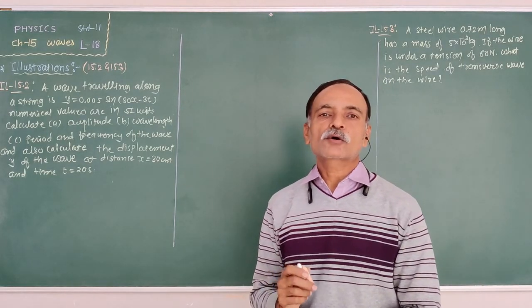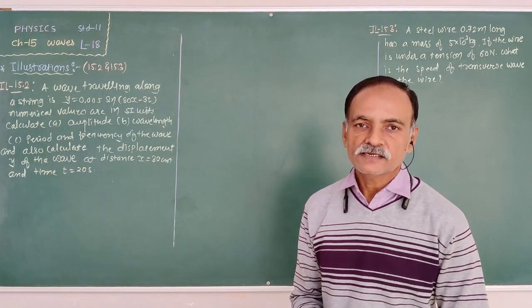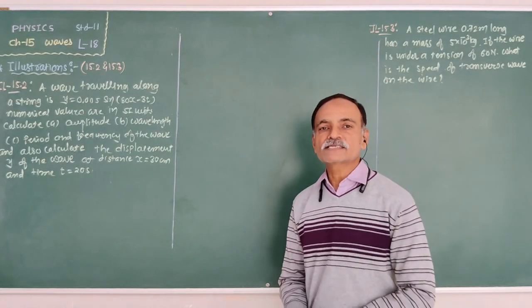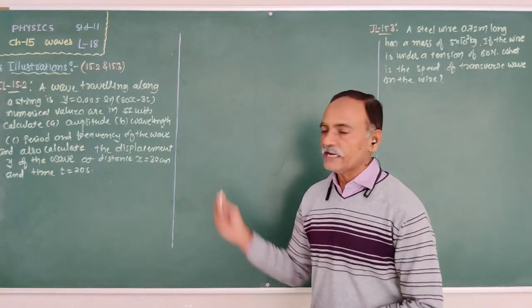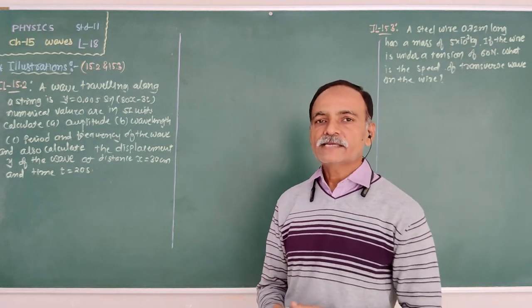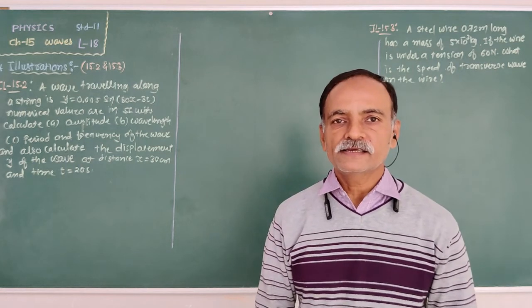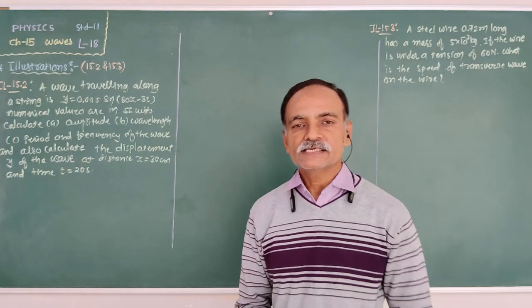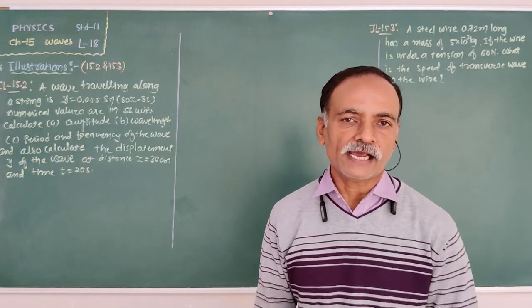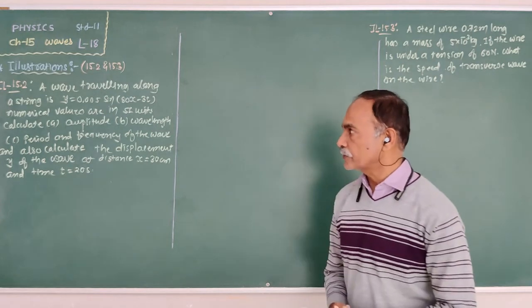What are the quantities used in the wave equation: amplitude, wave vector, wavelength, time period, frequency. We have to calculate them from the given equation of the wave, and also find the displacement of the particle at a particular point, that means at a distance from the origin of the wave and at a particular time. Now the illustration 15.2 is given like this.